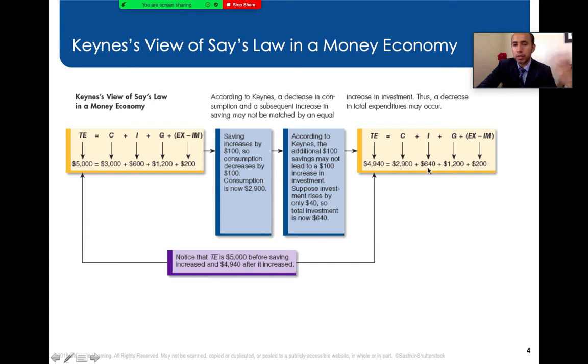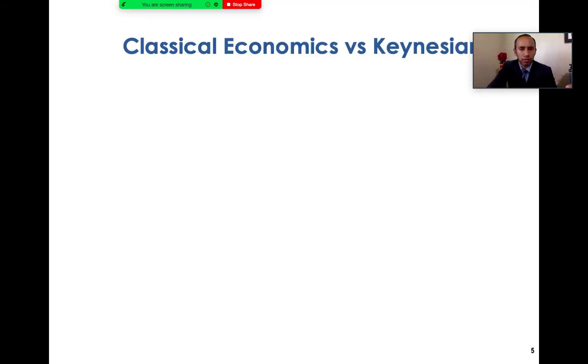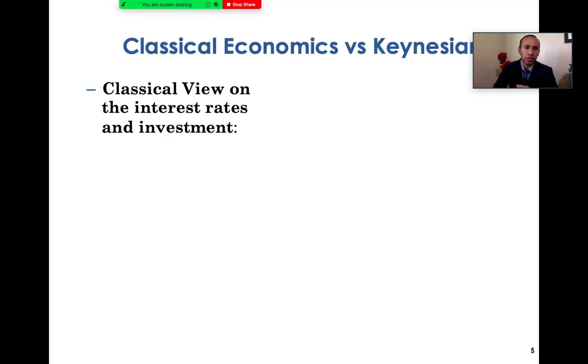It's going to only increase by a small amount, which is $40. So there's going to be a mismatch between how Keynesians view the actual increase in investment from the savings and how the classicals view savings stimulating investment and so on. So Keynesians started approaching the economy from different lenses and different perspectives in terms of how the economy can actually function. So we have the classical view and the Keynesian view.